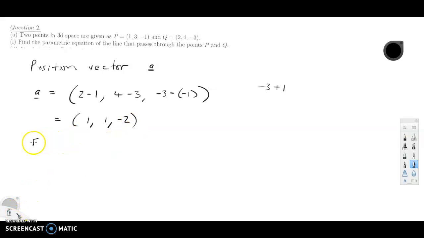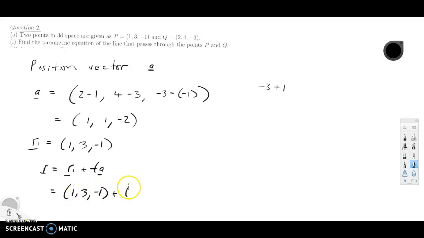Now we can call P our vector R1 like this: 1, 3, minus 1. And then the parametric equation is given by the following. Vector R equals R sub 1 plus T times A. So we sub in R sub 1, which is 1, 3, minus 1, plus T times 1, 1 and minus 2, because that's A from up here.